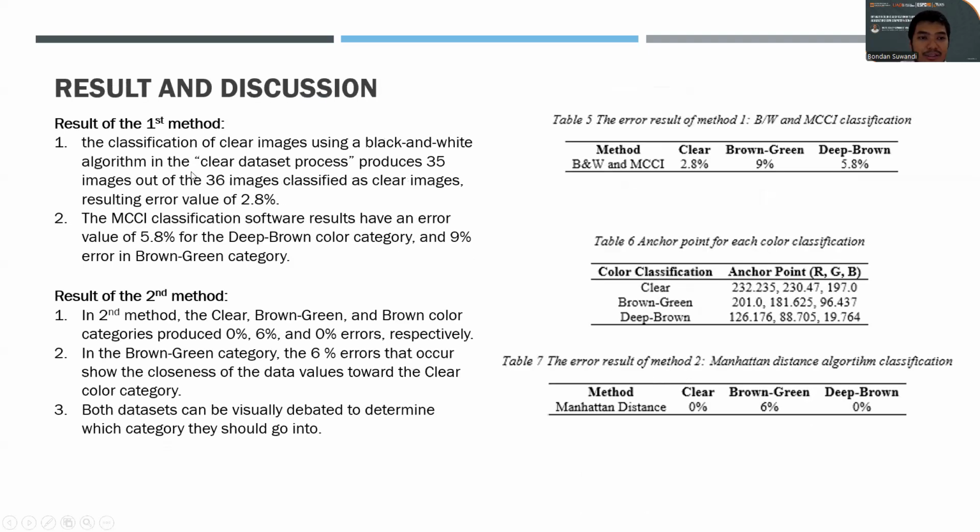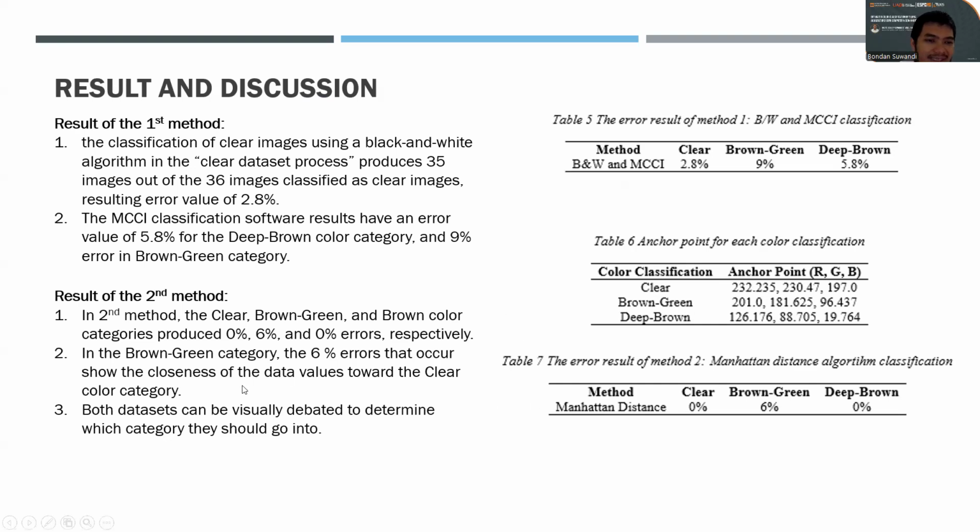As a result and discussion, from the first method, the classification of clear image using black and white and MCCI algorithm, we can see that in the clear dataset process, there is 2.8% of error. So from 36 data clear, it can only detect 35. And in the MCCI classification software, there is error of brown-green 9% and deep brown of 5.8%.